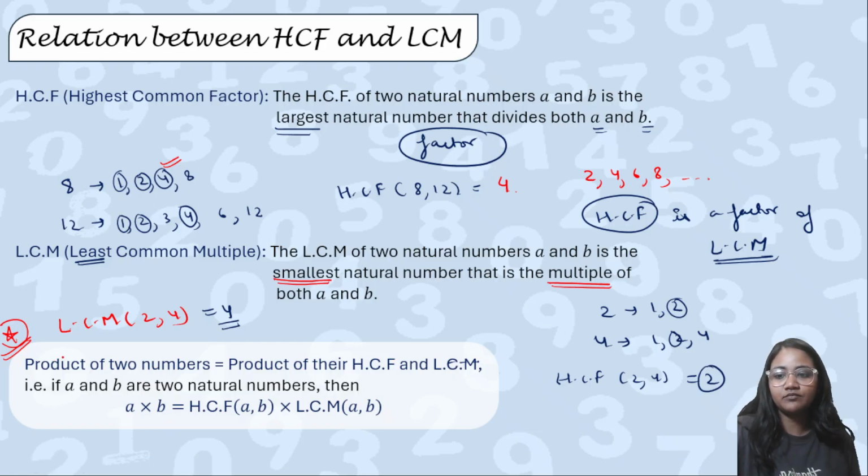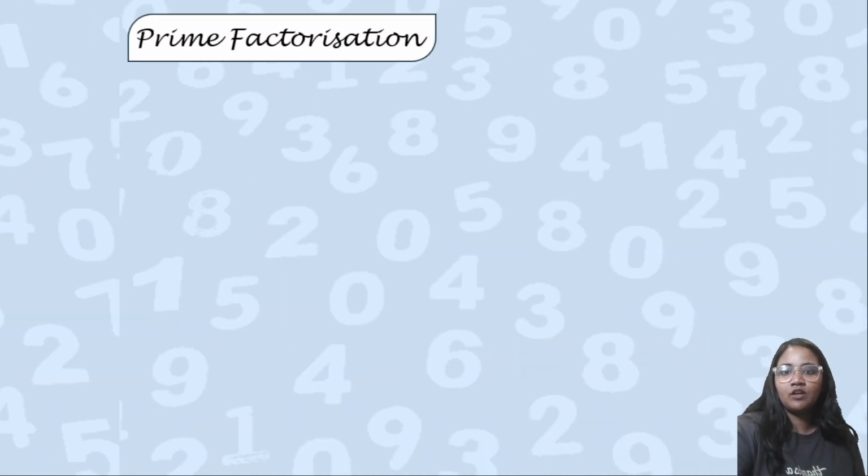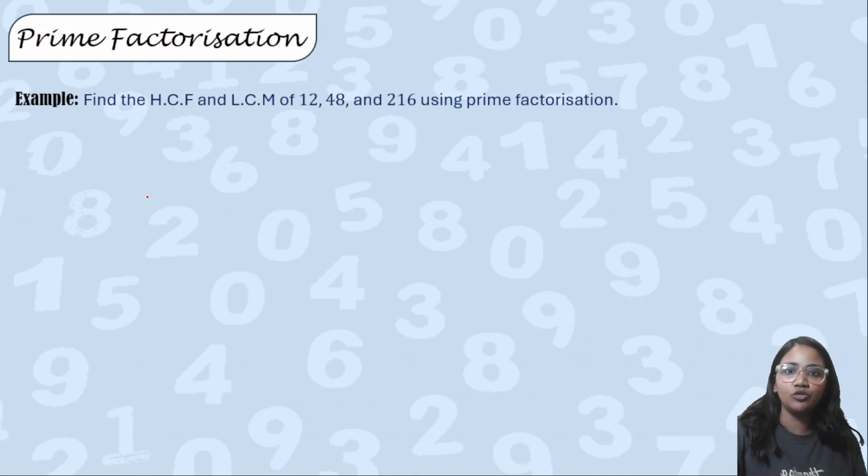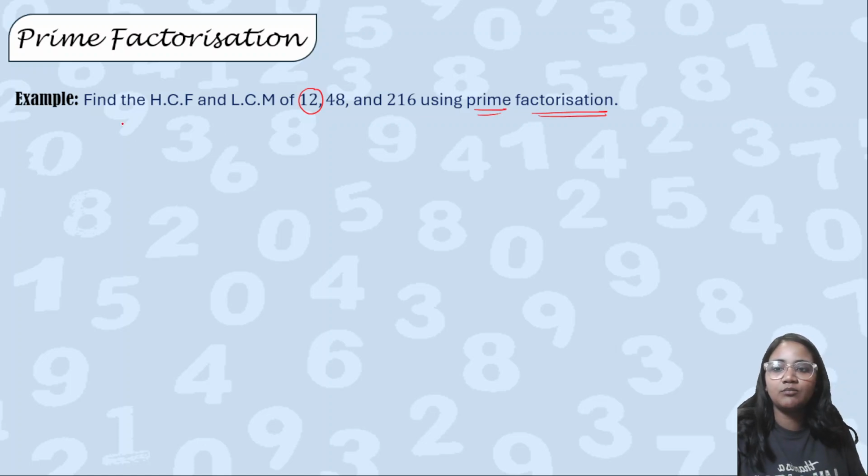Okay. Let's move forward. Prime factorization. Now, what is prime factorization? We all know. Prime factorization is when we represent the composite number as a product of prime numbers. Okay, let's find the HCF and LCM of 12, 48 and 216 using prime factorization. So first let's do the prime factorization of each number.